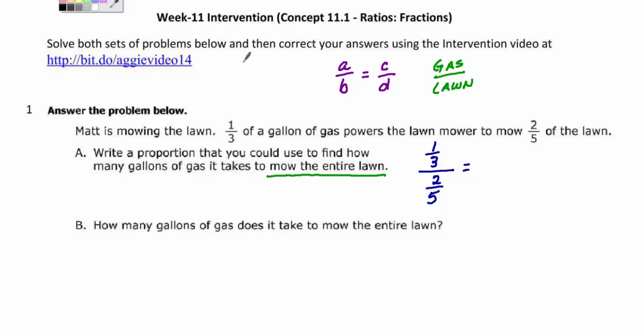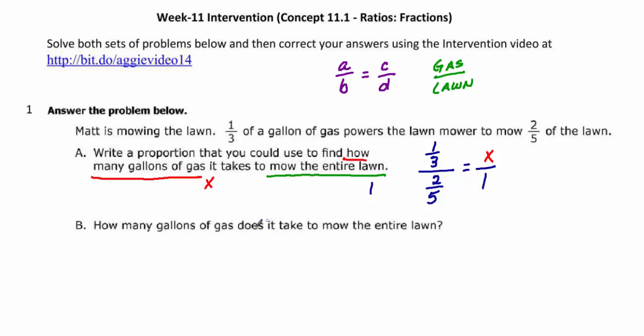1/3 of a gallon of gas to mow 2/5 of a lawn is equal to, and here's the question, how many gallons of gas? That's the X, that's the unknown. Since gas is on top right there, how many gallons of gas to mow the entire lawn? That's one. Entire means one lawn. Here is the answer to part A. This is the proportion you would use to solve part A.